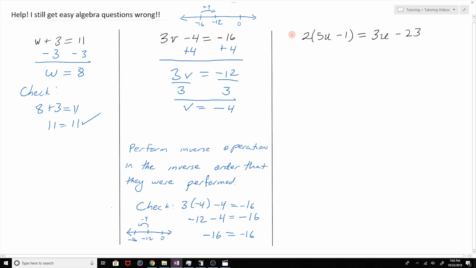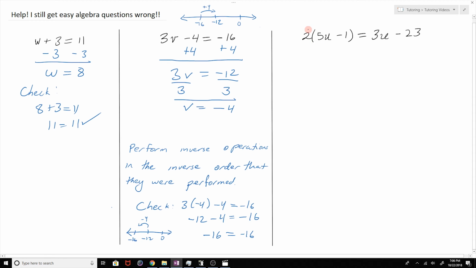The thing that makes this problem different from previous problems is, well, now there's multiple operations. 2, there's parentheses, which means that we're going to have to perform some sort of operation, perhaps a distributive property or a division, to get rid of the parentheses. And the third thing is that there is a variable on both sides of the equal sign, which means that we have to perform an operation to combine these values of u eventually.